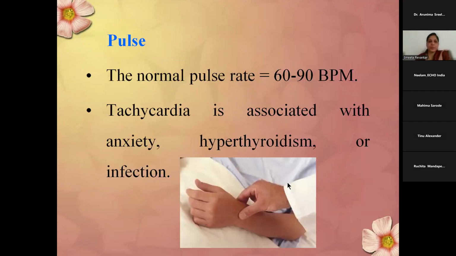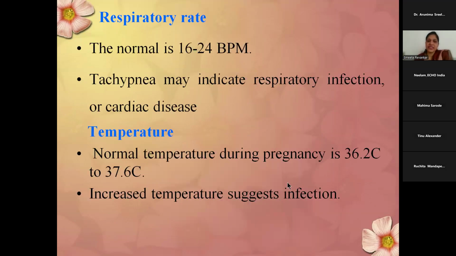Toxemias are like PIH, preeclampsia and all. Okay. The normal pulse rate is around 60 to 90 beats per minute. Tachycardia is also associated with anxiety, if the woman has a history of hyperthyroidism, or any sort of infections. The normal respiratory rate is 16 to 24 breaths per minute. Tachypnea may indicate respiratory infections or cardiac disease also. Normal temperature during pregnancy is 36.2 degrees Celsius to 37.6 degrees Celsius. Increased temperature suggests any sort of infection.